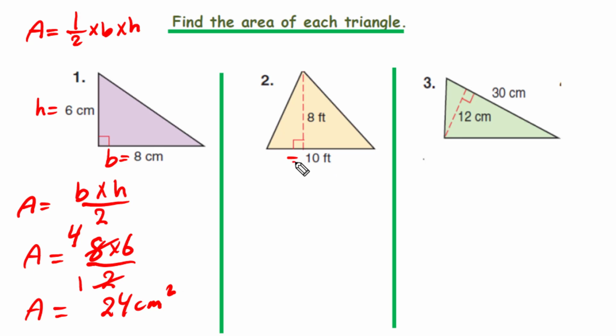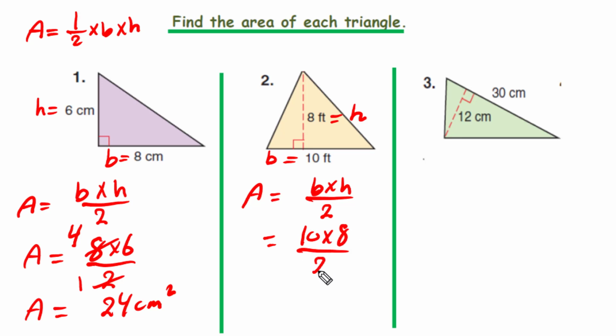Next triangle, the base is equal to 10. The height is equal to 8. Now the area is equal to base times height, then divide by 2 to find its area. Base is equal to 10, so write 10 times 8, then divide by 2. 10 times 8 equals 80. 80 divided by 2 equals 40, but you can simplify. 10 divided by 2 equals 5, 8 divided by 2 equals 4. 4 times 10 equals 40. So the area is equal to 40 square feet.